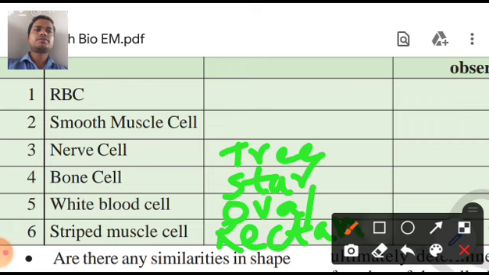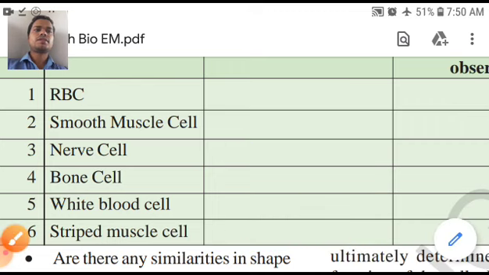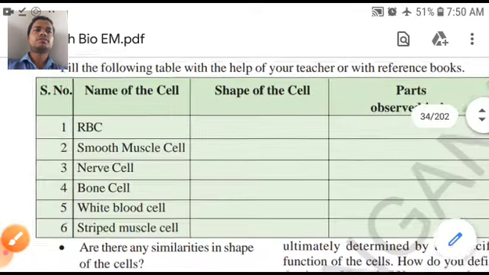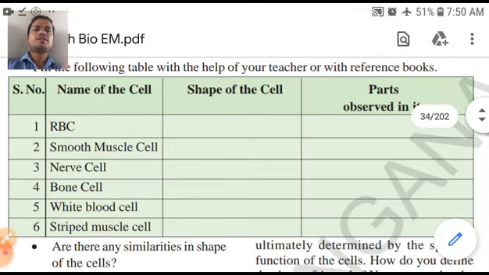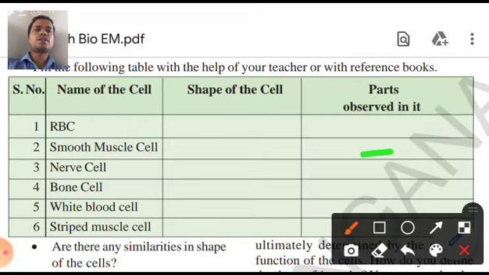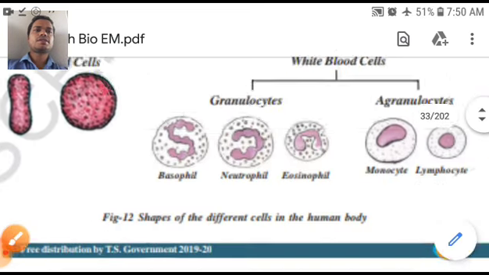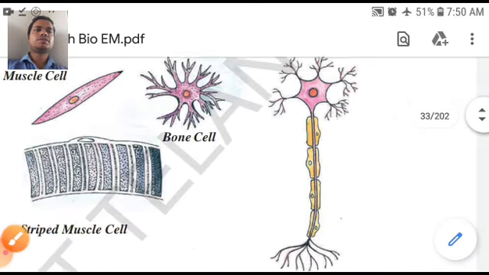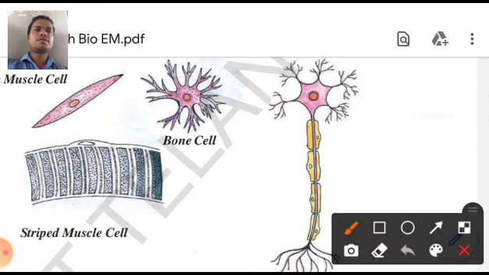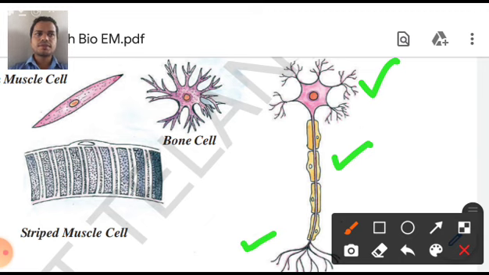Rectangular. Okay, right. Now what are the parts you have observed in it? In the smooth muscle cell also there are no parts. Nerve cell, is there any part there? Actually there are three types of parts: upper portion, middle portion and lower portion. These portions are different. Am I right?